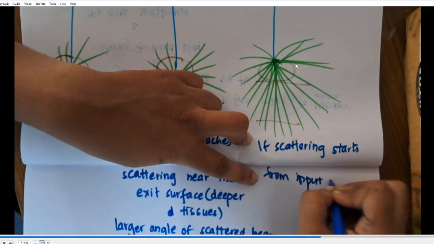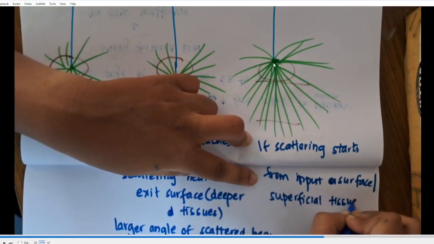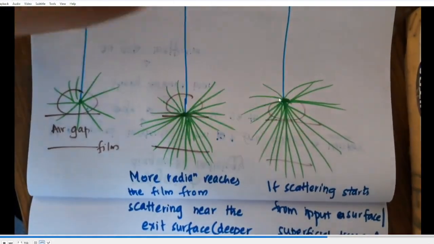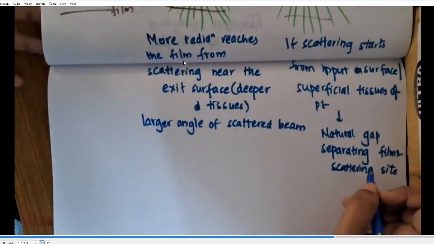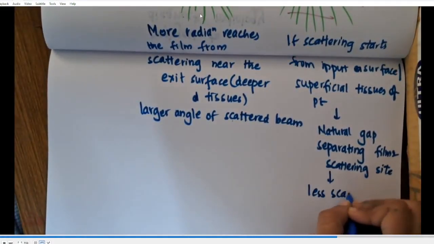So this will appear as a natural gap. It occurs as if there is a natural gap between the film and the scattering side. So this extra gap is also present. As a result, this difference in contribution from the two sides is greater than this illustration implies. If you see here, more scattered photons from the input surface are absorbed. If scattering starts from the input surface or superficial surface, the scattered photons are absorbed during their journey through the patient itself. Whereas those exiting from the exit surface have a shorter escape distance.